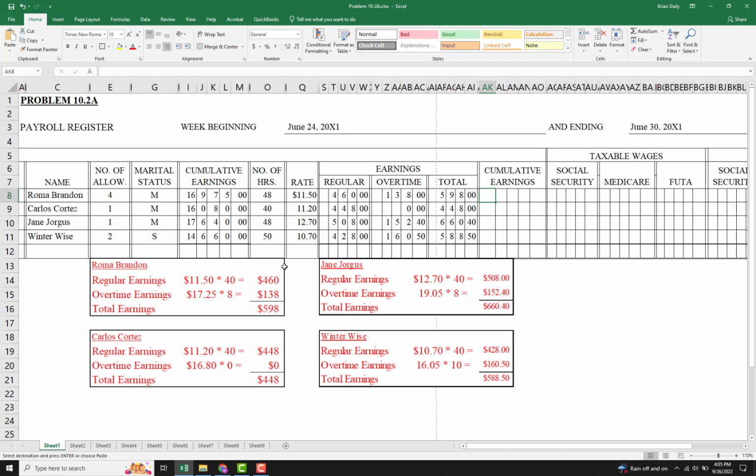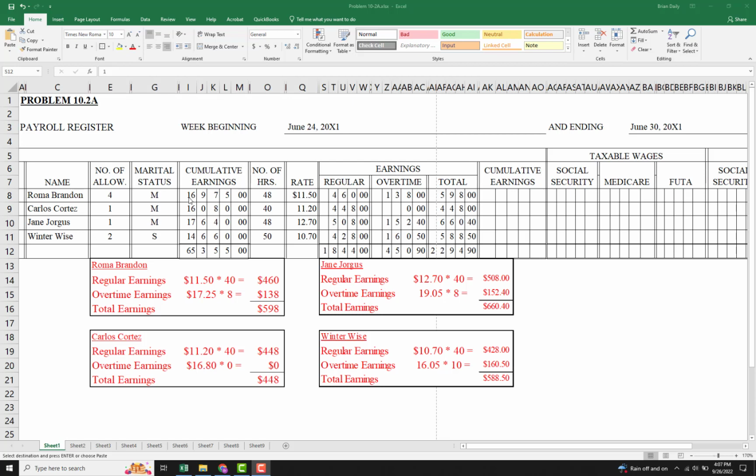Another thing that we should do as we fill out this payroll register form is to add up all of these columns with dollar amounts. So I need to add up the cumulative earnings prior to this week, as well as the totals for the regular, overtime, and total earnings for the week. So now that I've calculated each of those 4 totals, now I'm going to move on to the next column, which is another cumulative earnings column. But this cumulative earnings includes this week's paycheck.